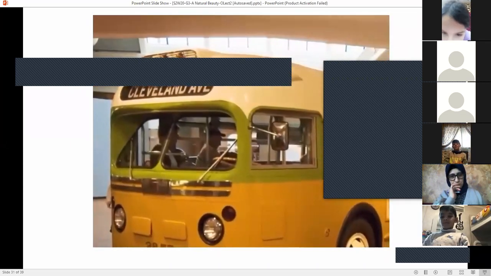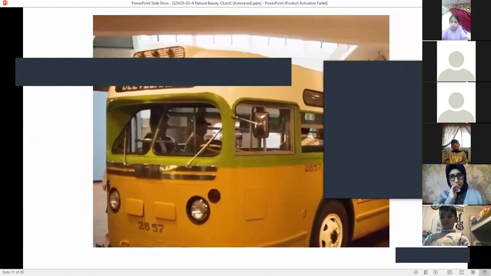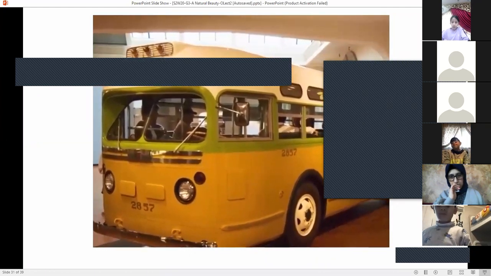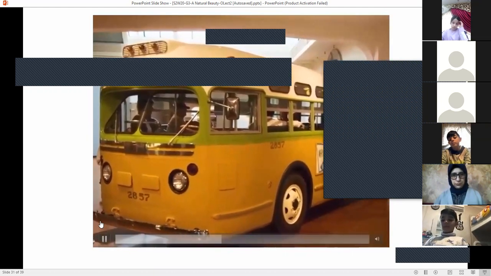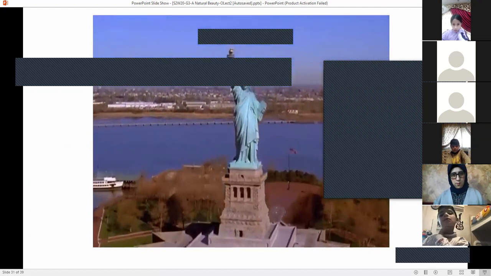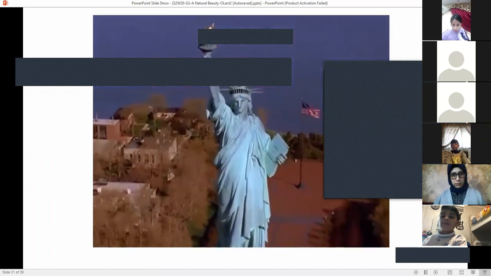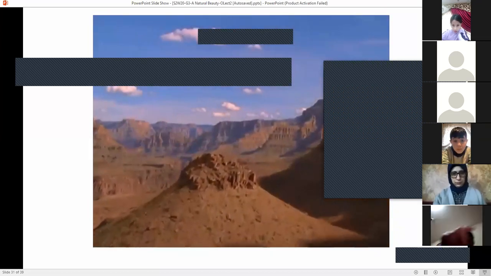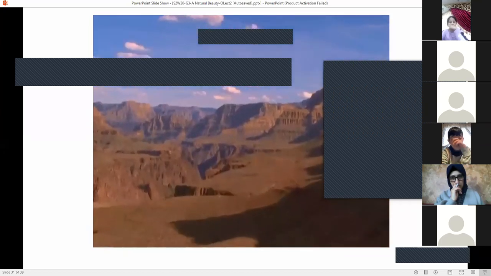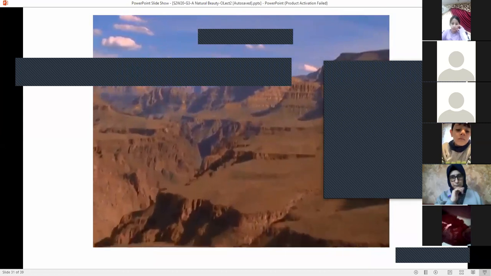Rosa Parks rode this bus in Montgomery, Alabama in 1955. She changed history by refusing to give up her seat. Her arrest led to a boycott, and Parks was later known as the mother of the civil rights movement. You can sit on the Rosa Parks bus and learn more at the Henry Ford Museum in Detroit, Michigan. The Statue of Liberty has been welcoming immigrants to the United States for more than 100 years. This monument stands in New York Harbor and helps us understand our country's story. The Grand Canyon is important, not only for its size and beauty, but for the many things we can learn about our past. This vast landmark reminds us that the story of this land we call the United States extends back far beyond our nation's founding.